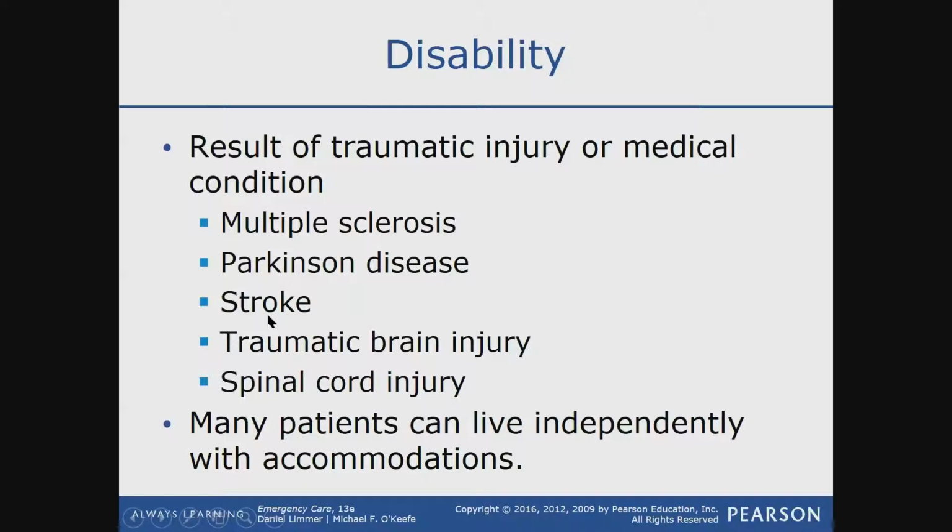So again, a stroke is a clot in the brain, one of the vessels in your brain. There's a clot, and blood can't get to a part of the brain. Therefore, that tissue dies, which will render your patient disabled in one way or another.